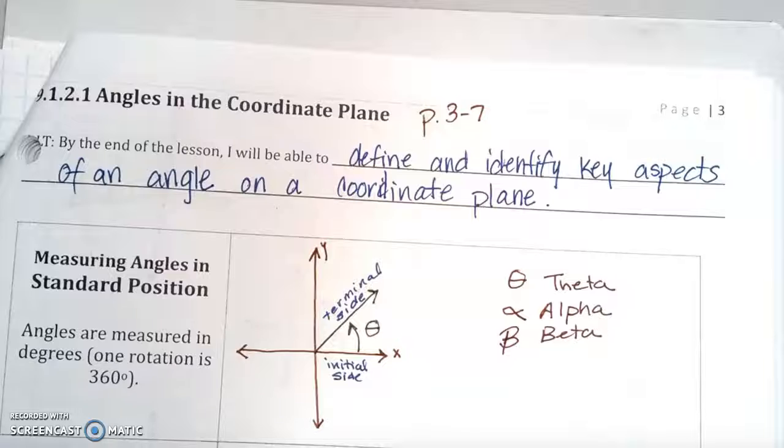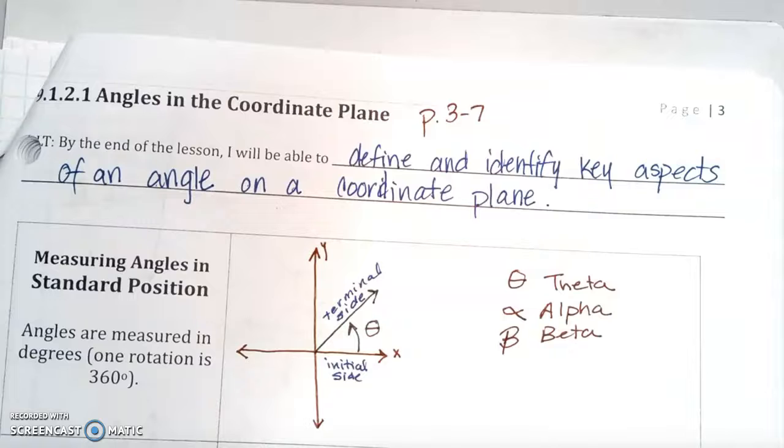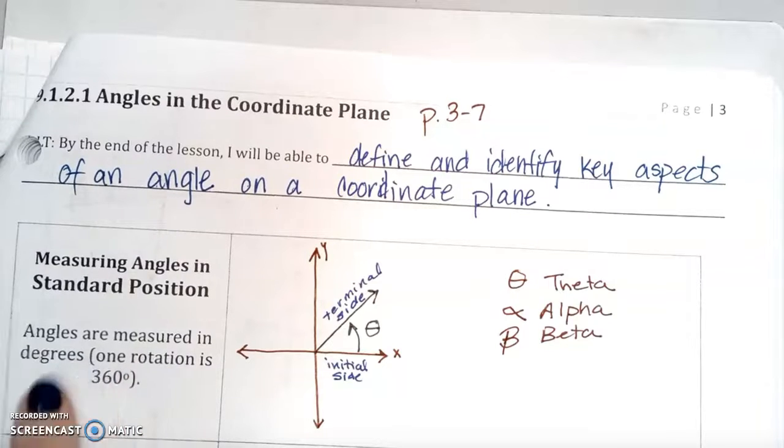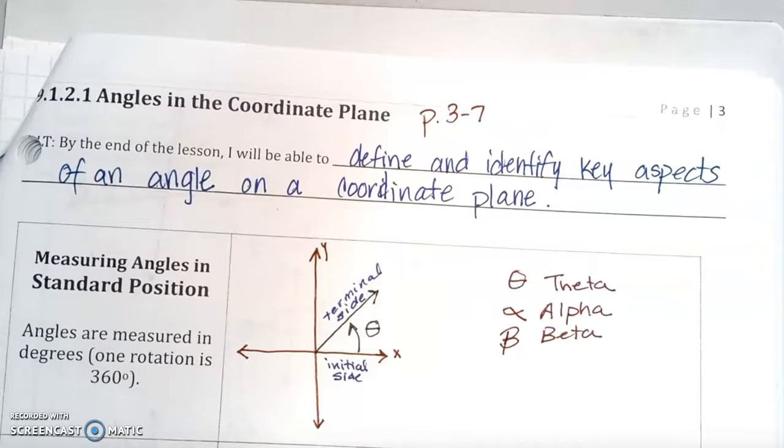The first lesson is titled Angles in the Coordinate Plane, and by the end of the lesson, you will be able to define and identify key aspects of an angle on a coordinate plane. Okay, so the coordinate plane is basically your x-axis and your y-axis, and your angles are going to be measured in degrees, and one full rotation would be 360 degrees.